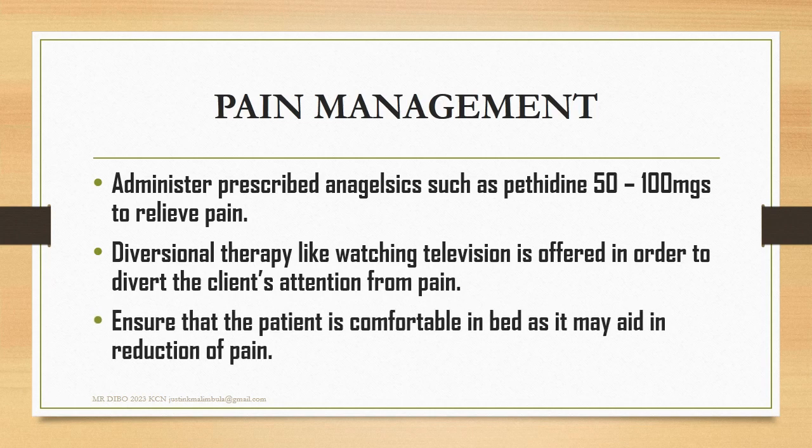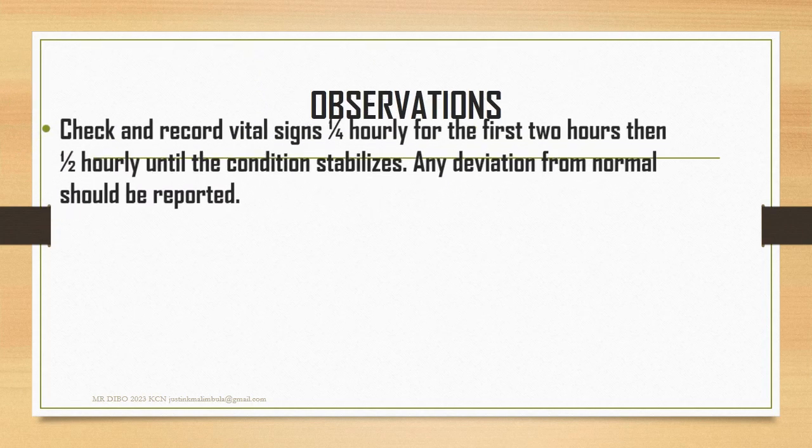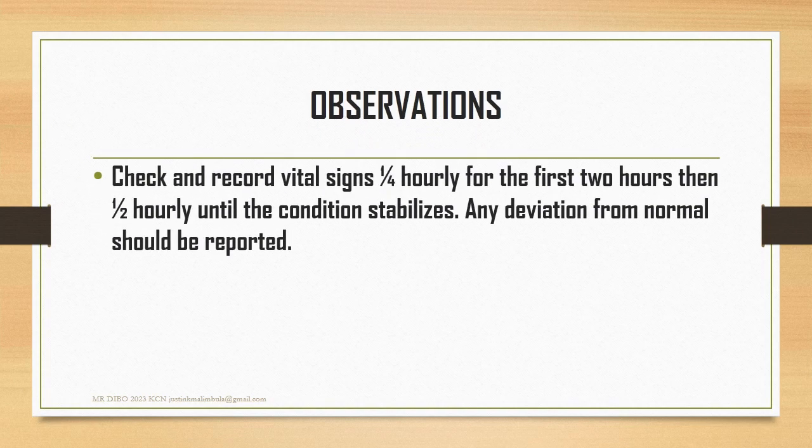Then apart from that, you can also provide diversional therapy. Anyway, it can be watching TV if offered in order to divert attention from pain. Then ensure that the patient is comfortable in bed, as it may also help in reduction of pain. Then from there, you move now to observations. So under observation, you observe and record vital signs every 15 minutes or quarter hour for the first 2 hours. Then you move to 30 minutes or half hourly until the condition stabilizes.